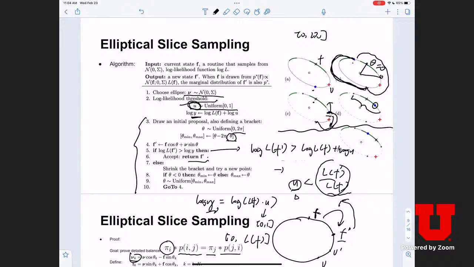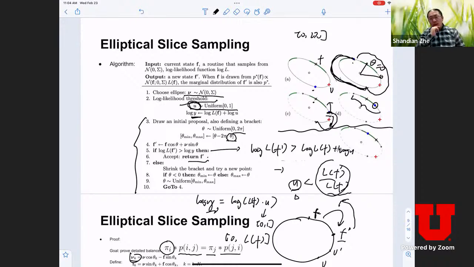I'm still pretty fuzzy on that. Could you explain that again? Okay, the key idea is that they assume that surrounding f, the current sample, there will be a valid region, which is the green part. As long as you find a new proposal f prime within that green curve, you win. You generate a new sample. But the problem is how you ensure you find a proposal which stays on the green part, which contains the current sample f.